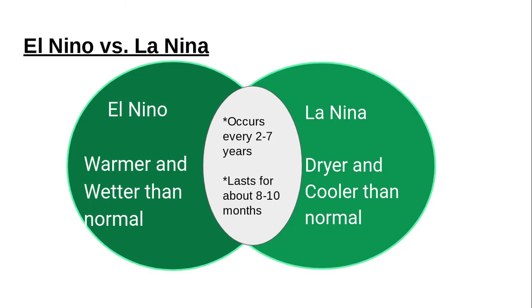El Nino and La Nina are not on the test, I don't think, but just go ahead and write it down just in case. I know I didn't cover it. El Nino and La Nina both occur every 2 to 7 years, and they both last the majority of the year, about 8 to 10 months. Whenever you hear meteorologists talk about an El Nino, it's a climate or weather pattern that is warmer and wetter than usual.